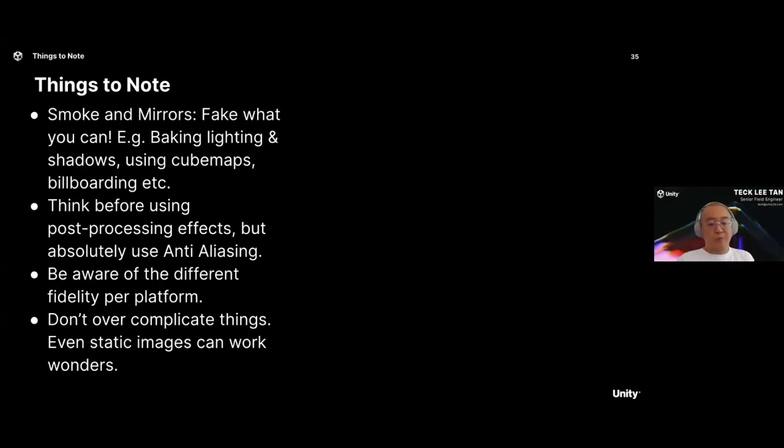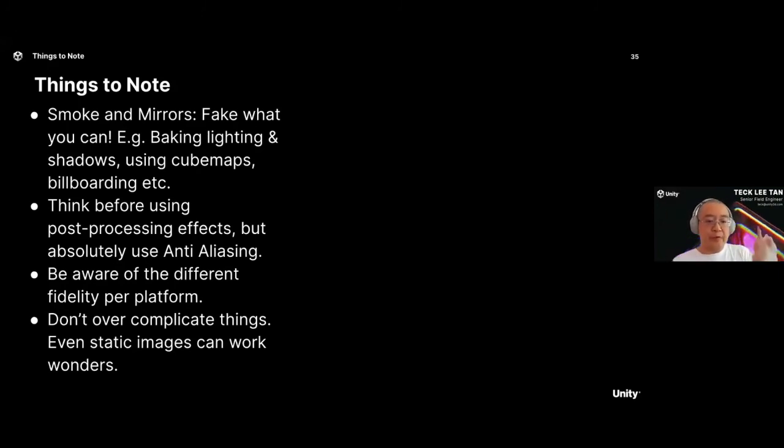Smoke and mirrors, that's a big thing in VR, right? Fake what you can, bake what you can, bake your lighting, bake your shadows. The less the GPU has to do, the better, because then all of that computation power can be used for tracking your position and doing all sorts of gameplay stuff. Anti-aliasing is actually a surprisingly big thing with VR, because it helps with shimmering in the distance, which can take you out of the experience.